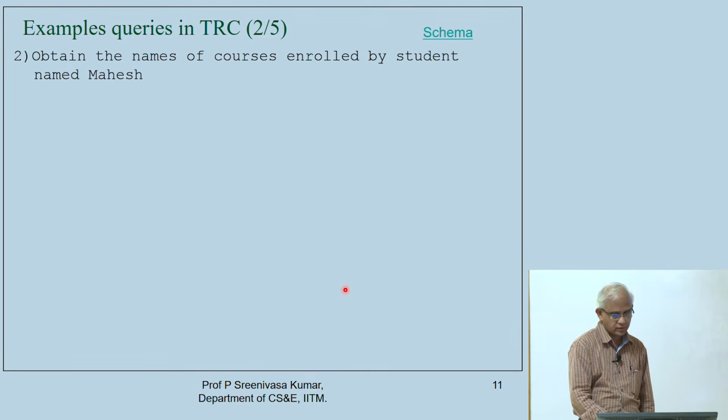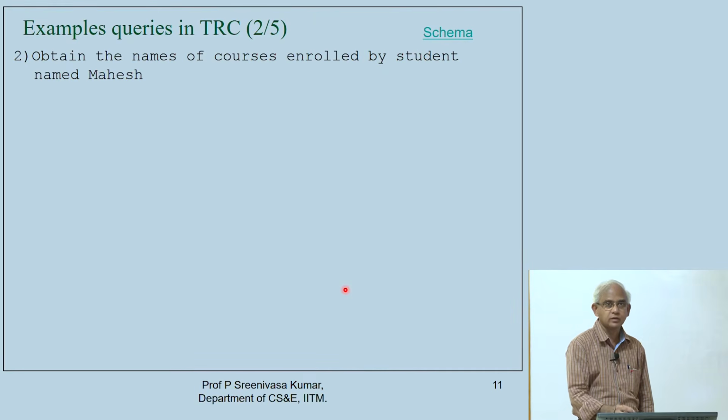Now let us look at another. Obtain the names of courses enrolled by student named Mahesh. We want names of courses enrolled by student named Mahesh. There could be several Maheshes in the institute. So we want all those courses as of current date, whatever is available today.